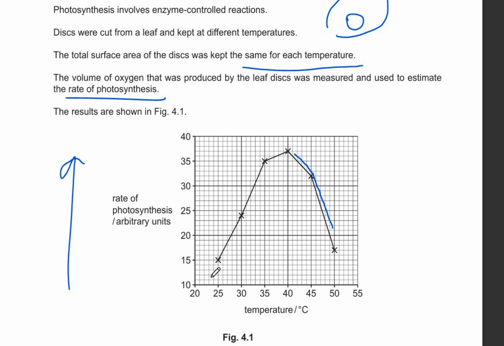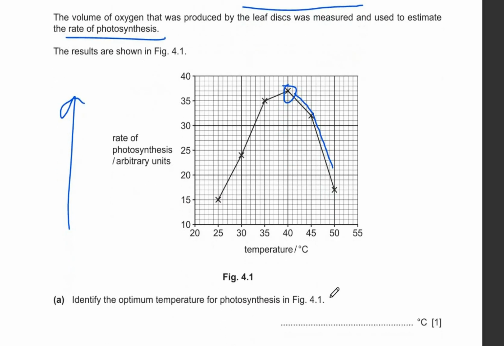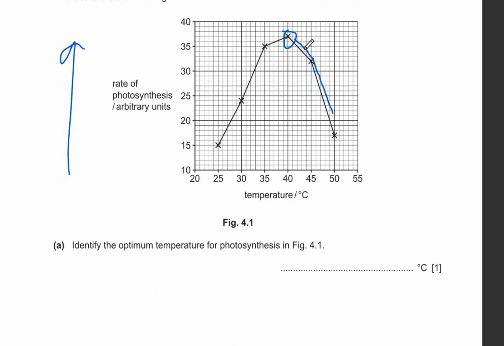Alright, so we can see the results. From 25 till 35, the rate of photosynthesis increased drastically, after which it got to maximum at 40 degrees Celsius, and then it started to decrease till 50 degrees Celsius, right? These were the results. Identify the optimum temperature. The optimum temperature is the temperature at which the enzyme shows its maximum activity. In this case, it is 40.